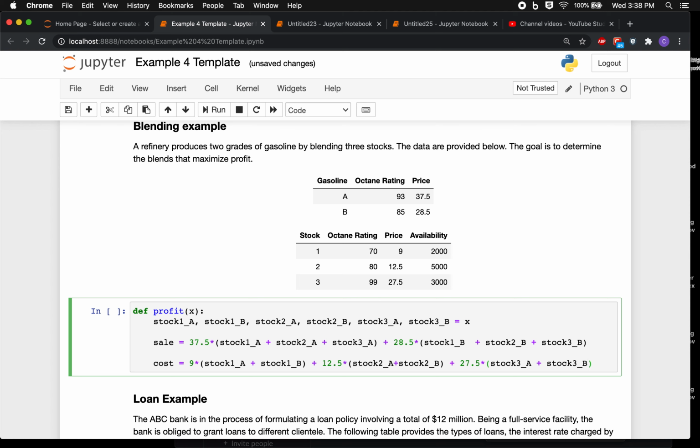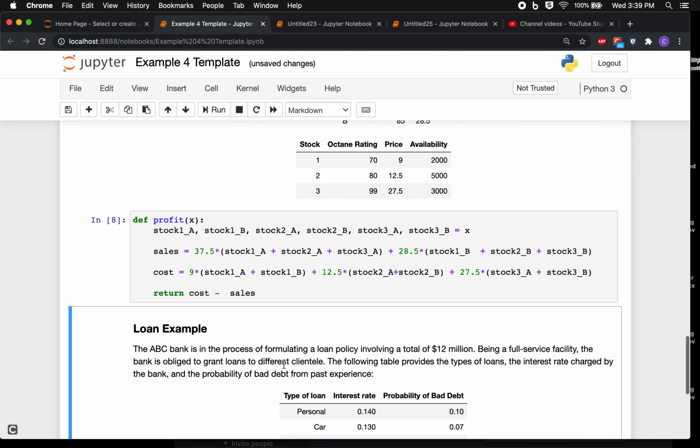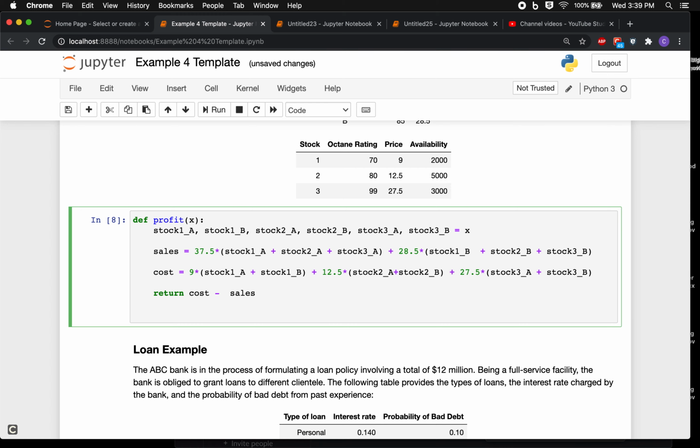And so basically, this is the total amount of A that we make, and this is the total amount of B that we make, and this is the total amount of stock 1 that we use, this is the total amount of stock 2 that we use, and this is the total amount of stock 3 that we use. And then we're going to return, since it's a minimization, cost minus sales, which is basically the negative of the profit. Let me put an S there, and let's make sure everything goes right there. All right, so that's what we're trying to optimize.